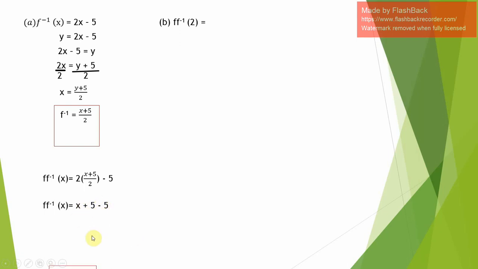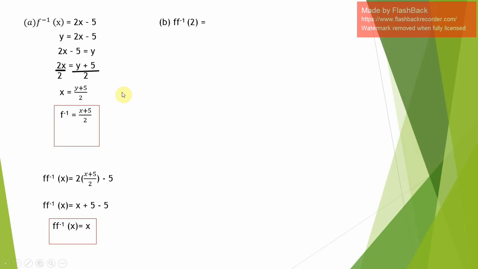So we have something like that, and that becomes our final answer. So f inverse of x is equal to x, because the signs are different. So we subtract 5 minus 5, that is 0, so we only remain with x. So this is f inverse of x.